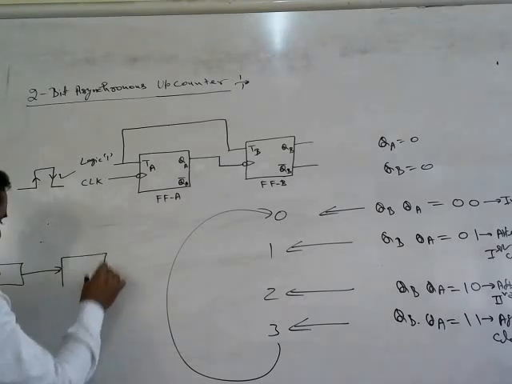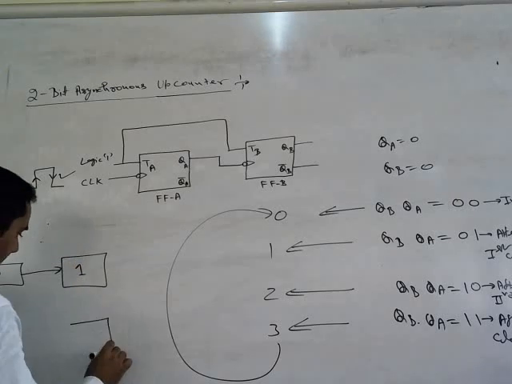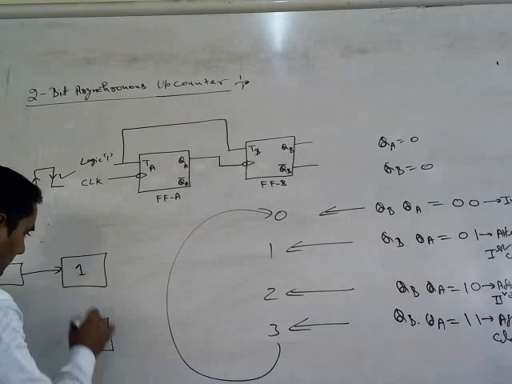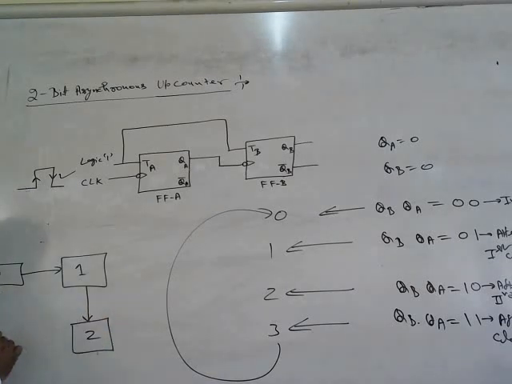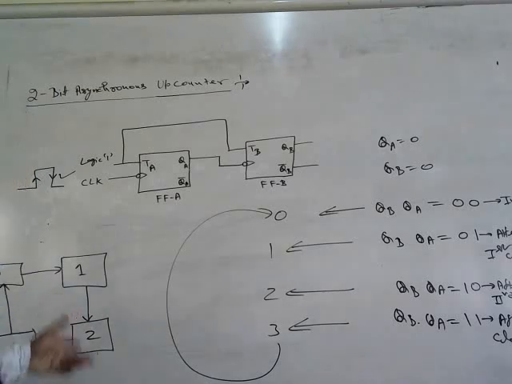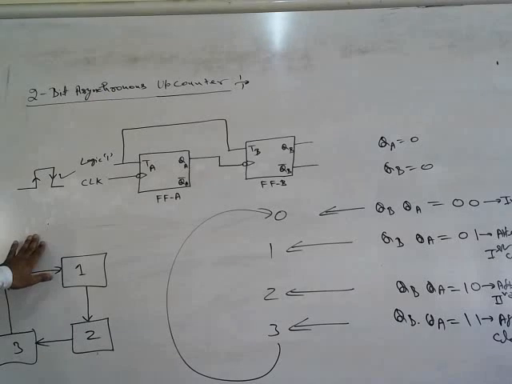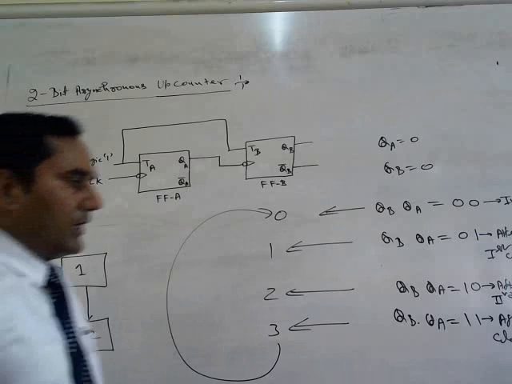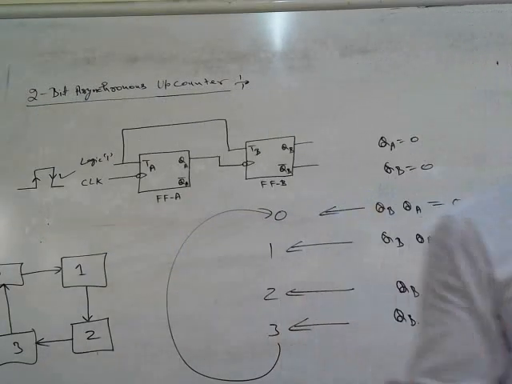Means the state diagram: 0, 1, 2, 3 and again 0. So that's the state diagram of the 2-bit asynchronous up counter. In the case of the 2-bit asynchronous counter, a total of 4 states we can count: 0, 1, 2 and 3.